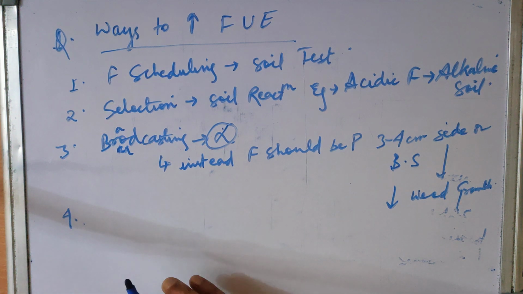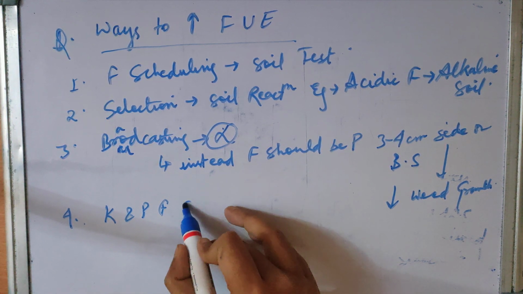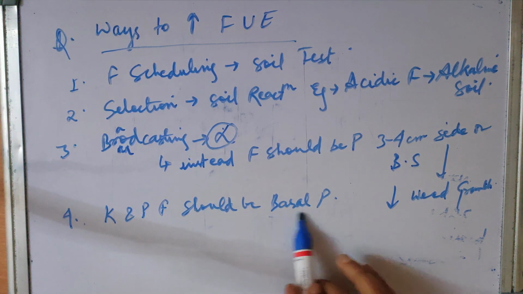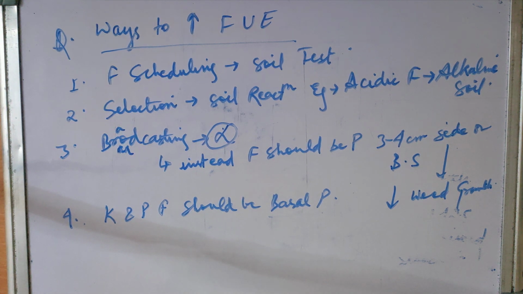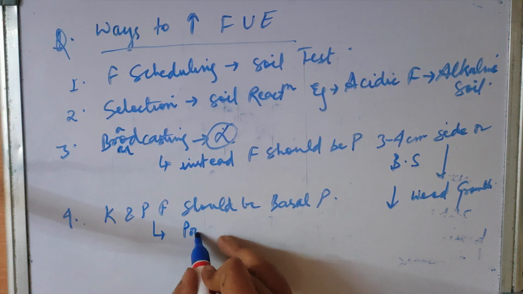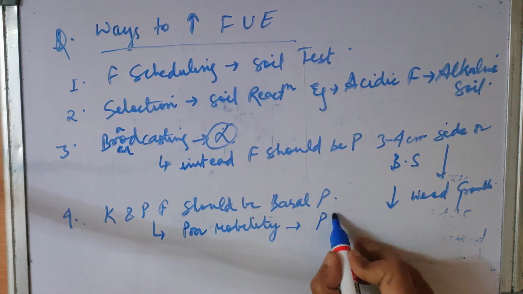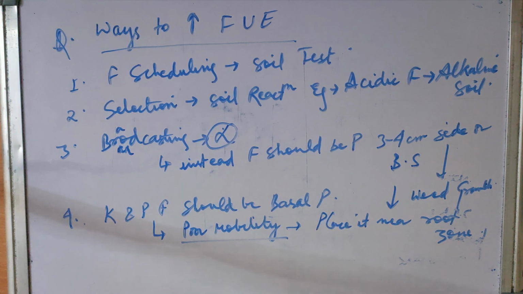Next point, potassium and phosphoric fertilizers should be basal placed. Why should we place K and P fertilizers as basal placement? Because their poor mobility restricts them to the place of application. Hence, we need to put them near the root zone so that roots can readily take them up.